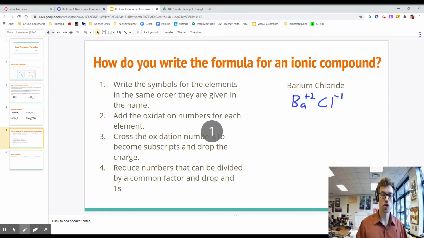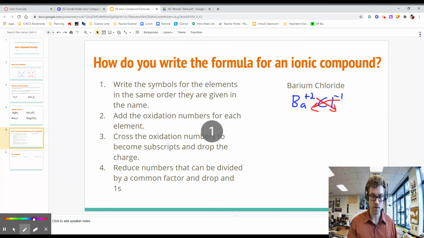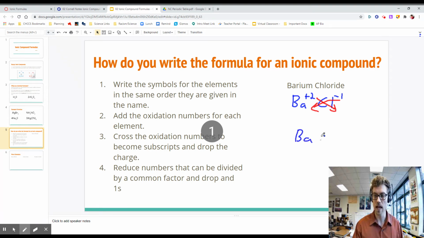Step number 3, we need to cross the oxidation numbers to become subscripts. So we're going to take these and we're going to cross them. They go to the other element. All right, so I'm going to rewrite this to hopefully make it a little easier to see. So now we have Ba, and the subscript is going to come down. So this is a 1. And we have Cl with a 2.